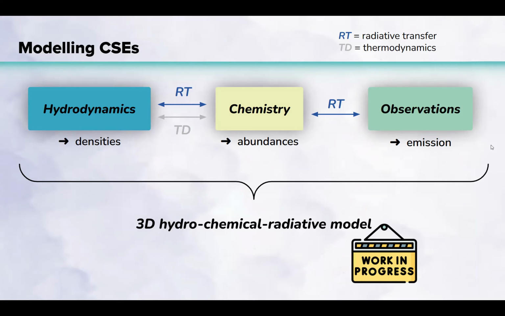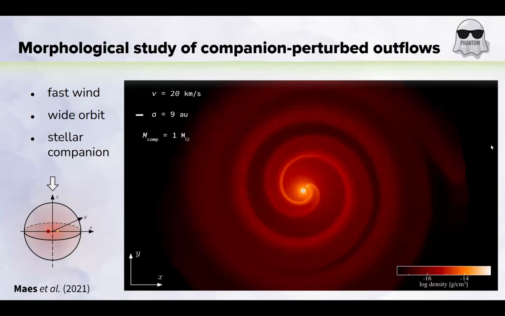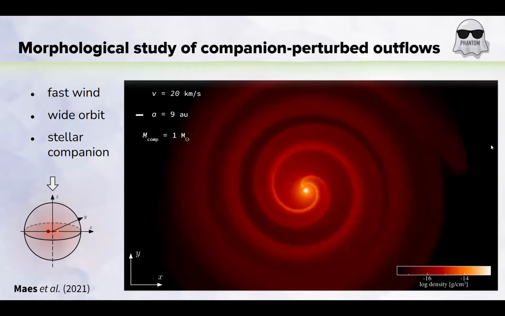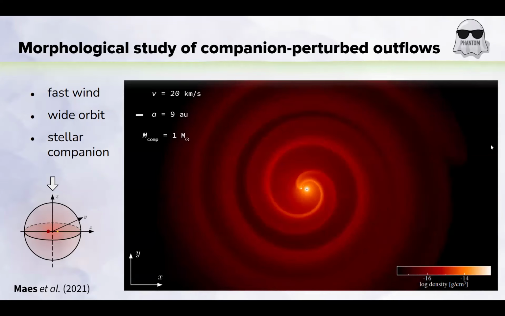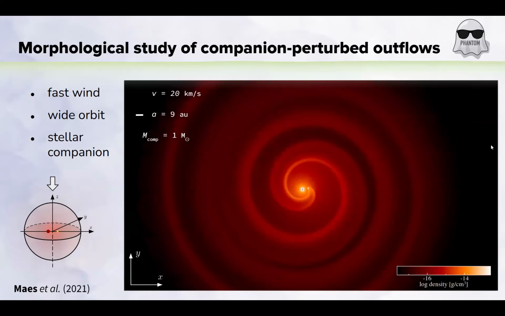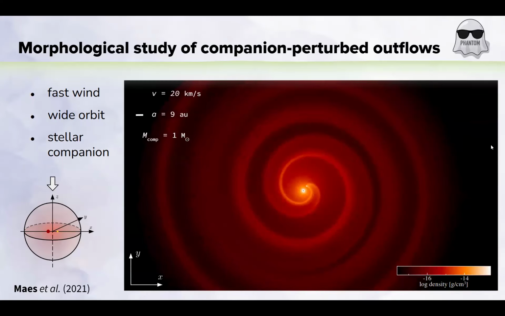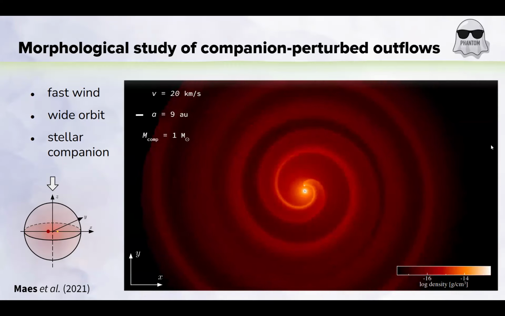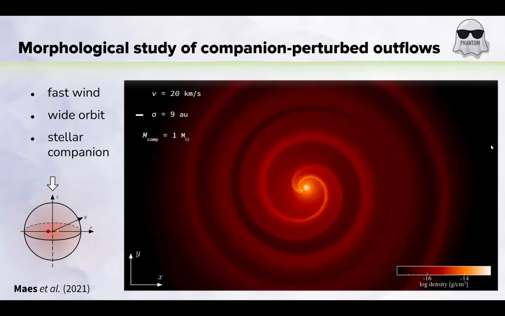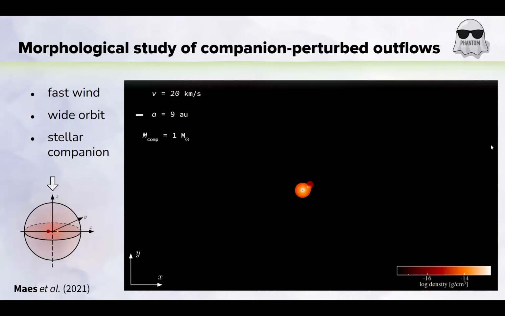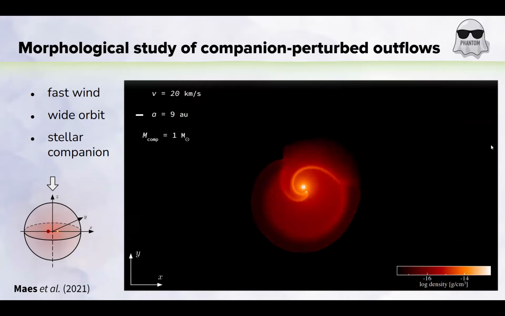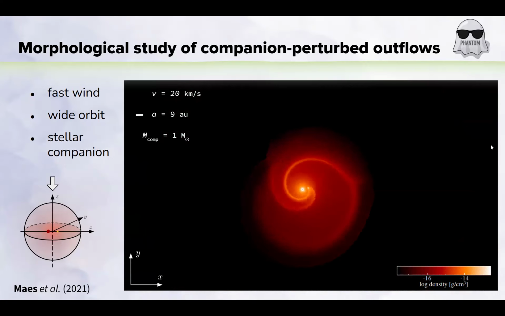But maybe first, if we only look at the hydrodynamics, we can already do a morphology study. This is something I did in the beginning of my PhD. We can simulate a certain HB star with a companion at a certain distance. The companion in this case has a stellar mass. I show here the view in the orbital plane, but this is not just a disk; it's really a 3D structure. And we see some spirals happening, because of the interaction of the gravity of the companion and the outflow of the HB star.